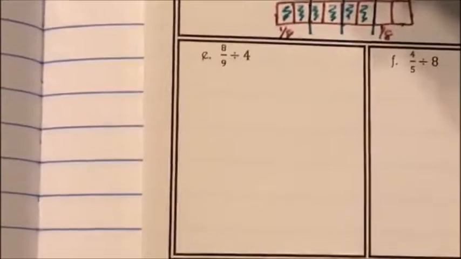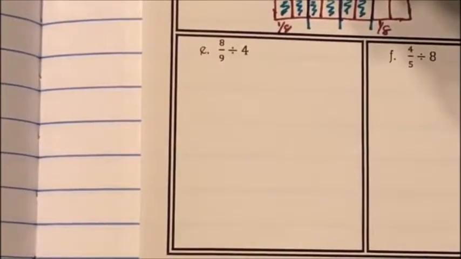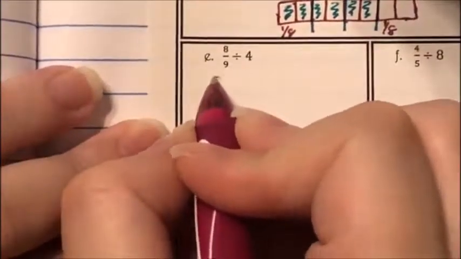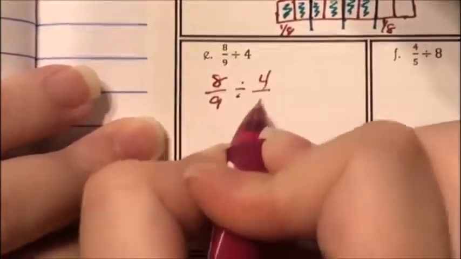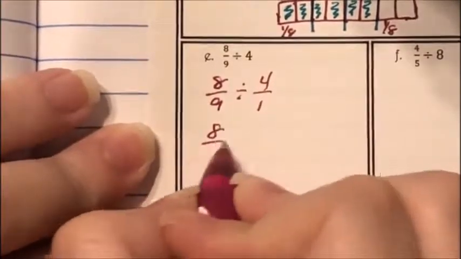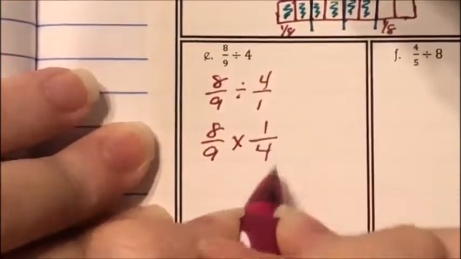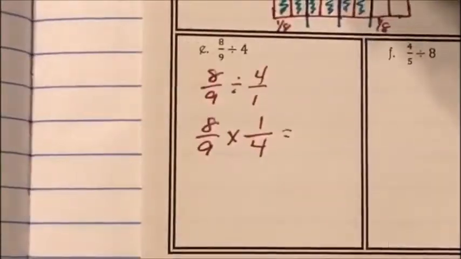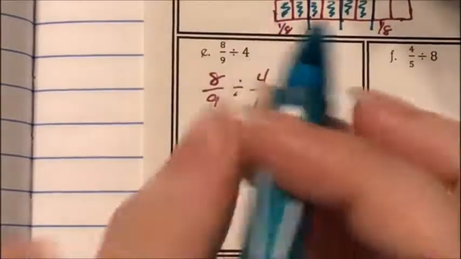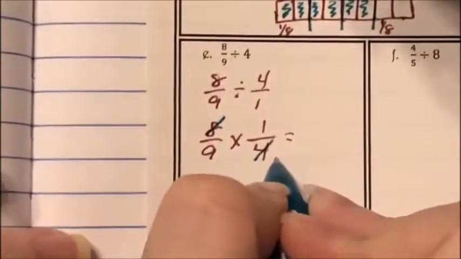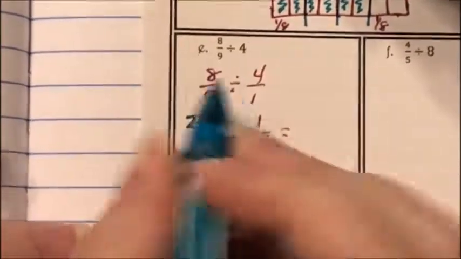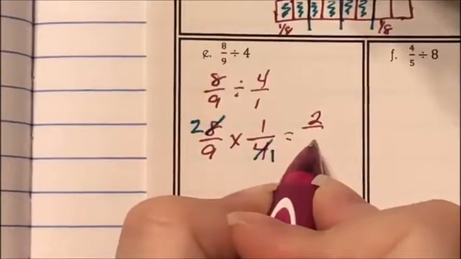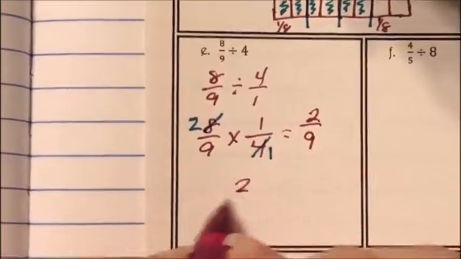Letter E says 8/9 divided by 4. I'm going to rewrite this with 4 as a fraction. So 8/9 divided by 4 over 1. Keep my first, change my sign, flip my second number. I can cross simplify. 8 and 4, so 4 becomes 1, 8 becomes 2. 2 times 1 is 2. 9 times 1 is 9, so I get 2/9.